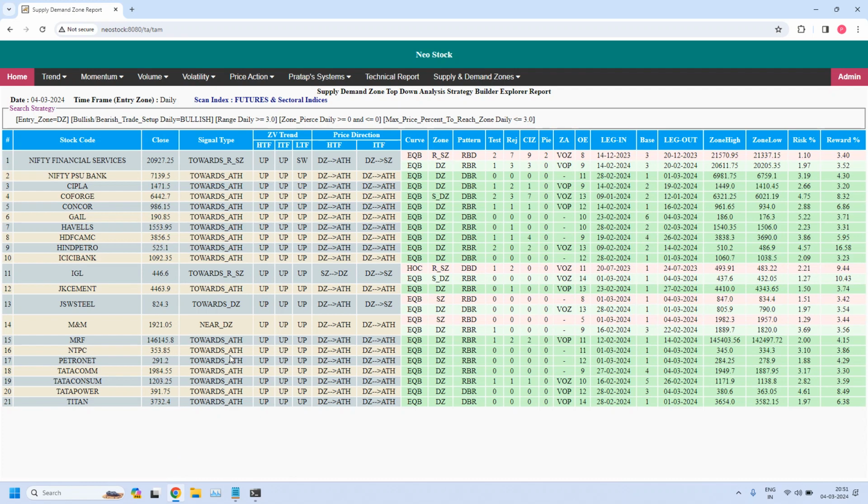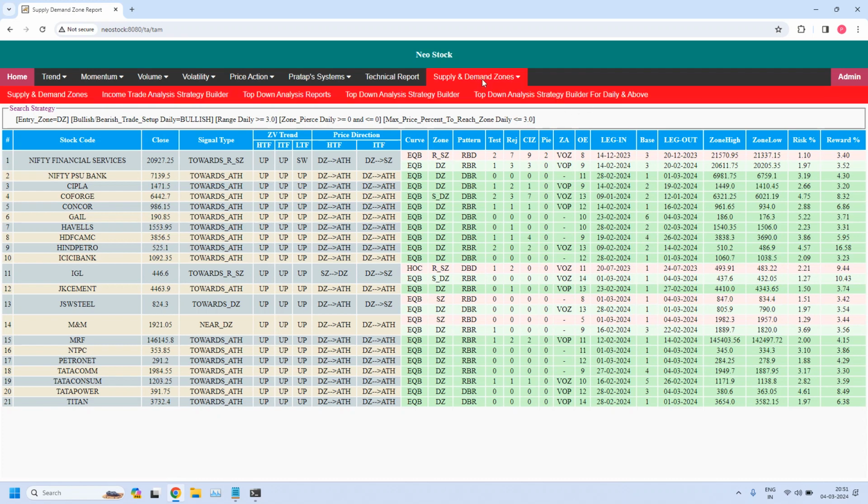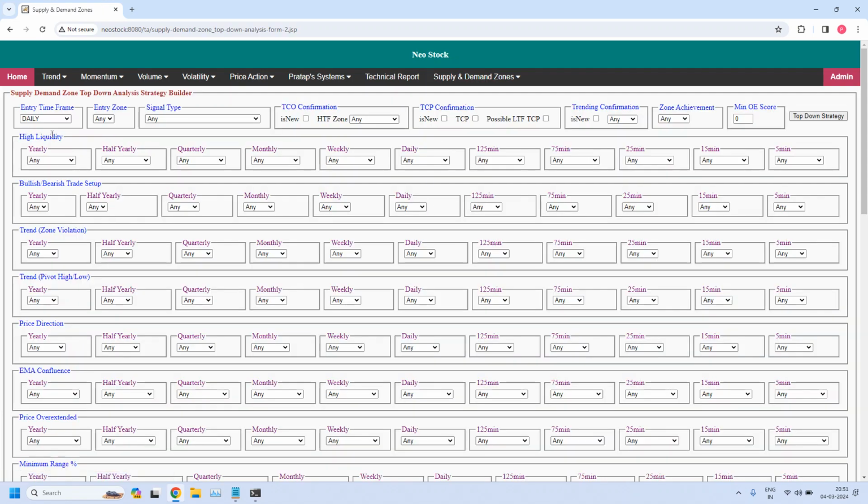Now let us generate the next report, the second report, bearish trade setup for monthly income trade. For monthly income trade, the entry zone should be daily. And because we are generating a bearish trade setup, the entry zone should be supply zone. In bullish or bearish trade setup at daily time frame, now we are selecting bearish.